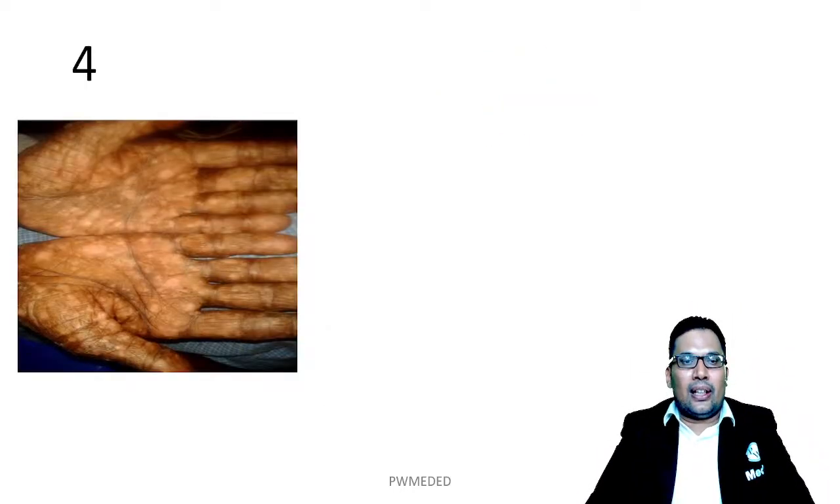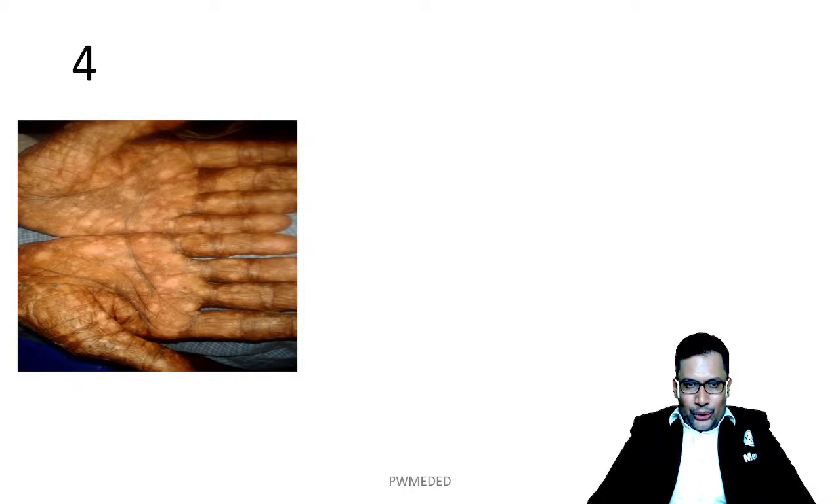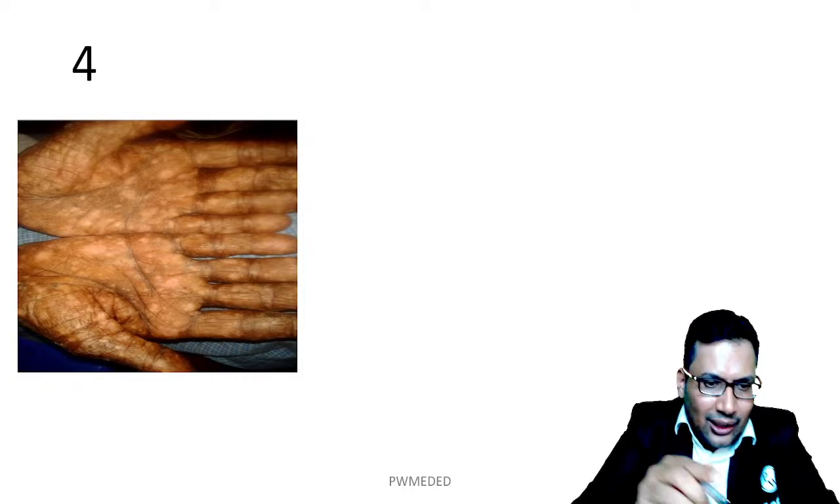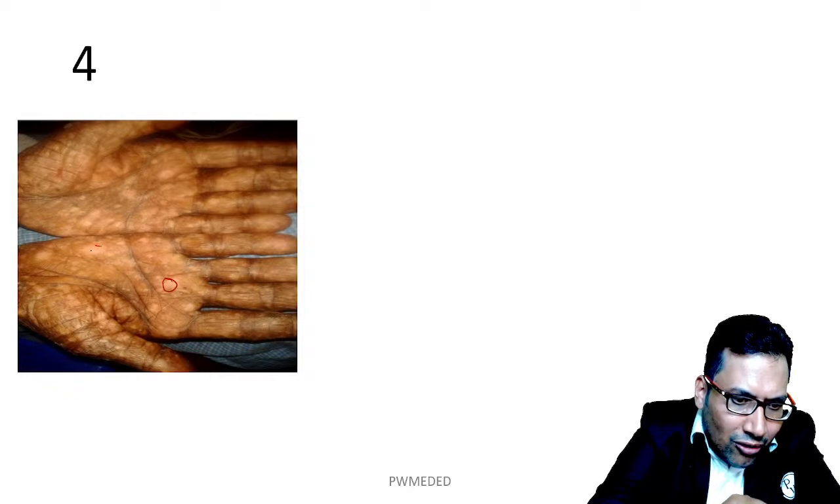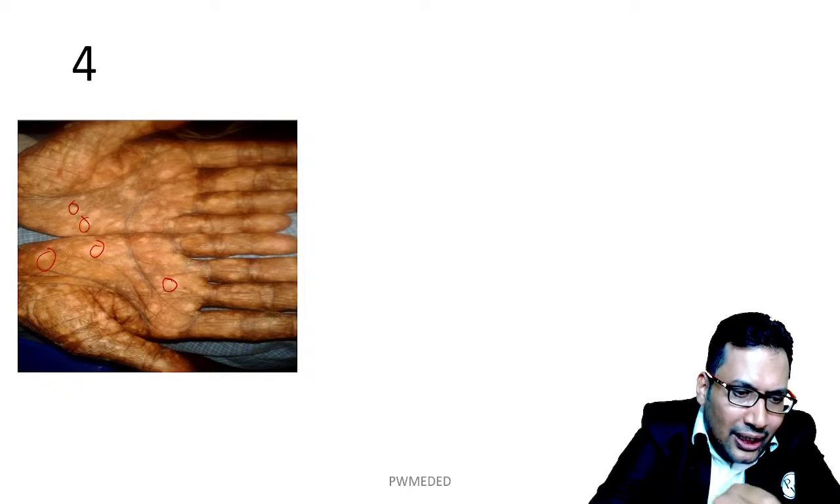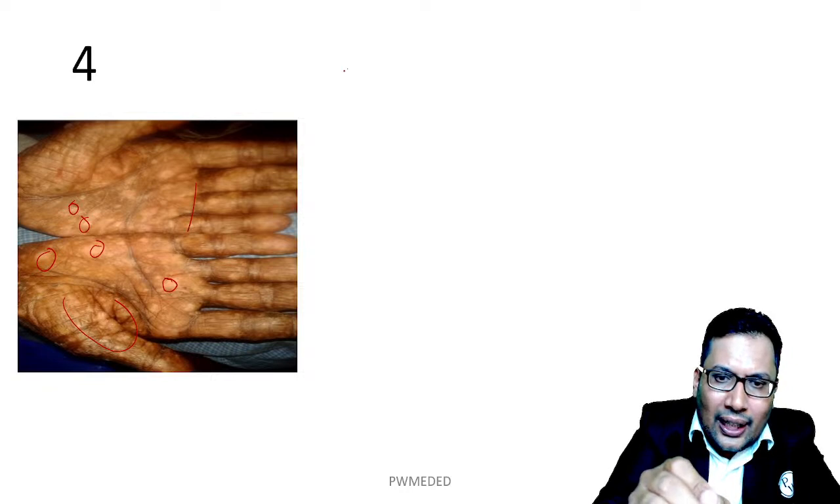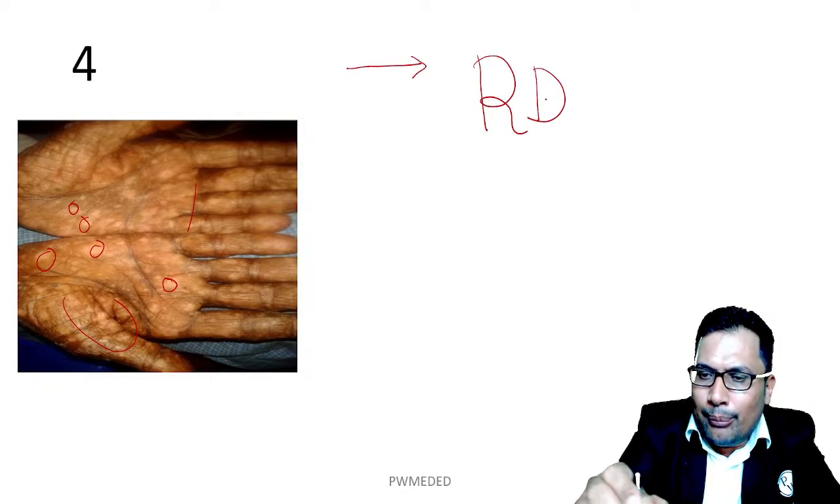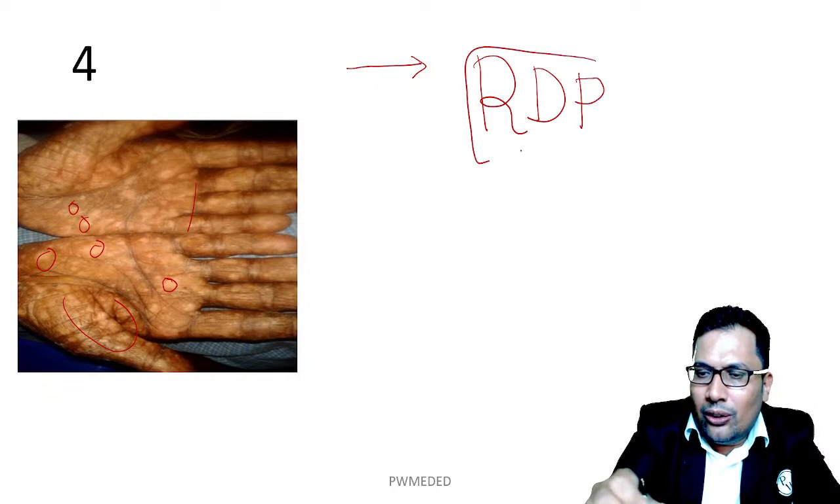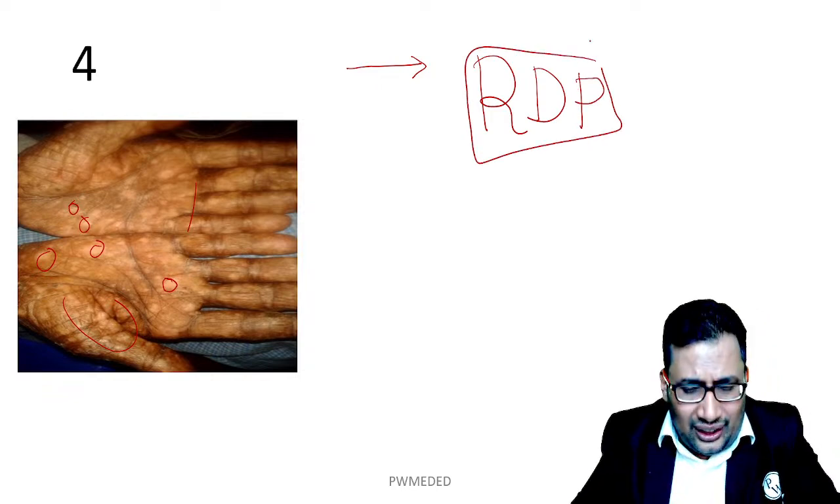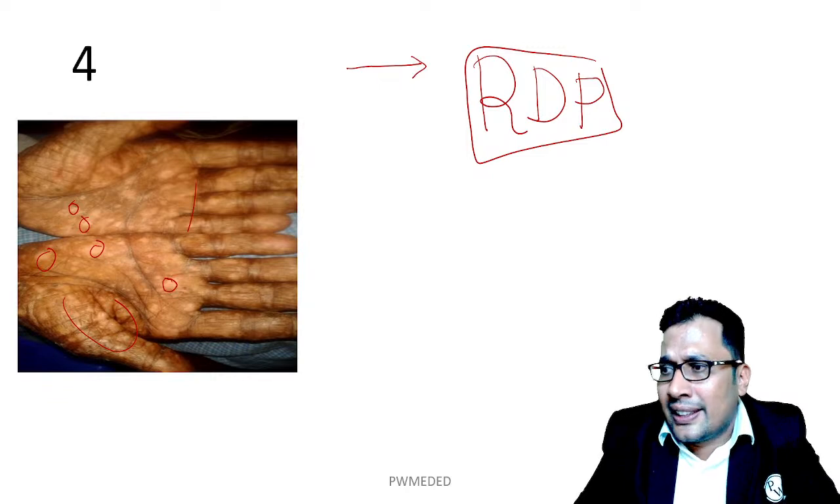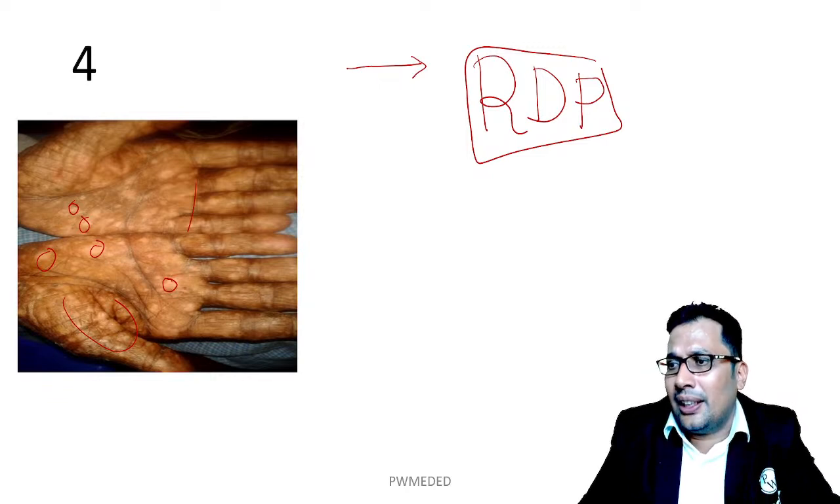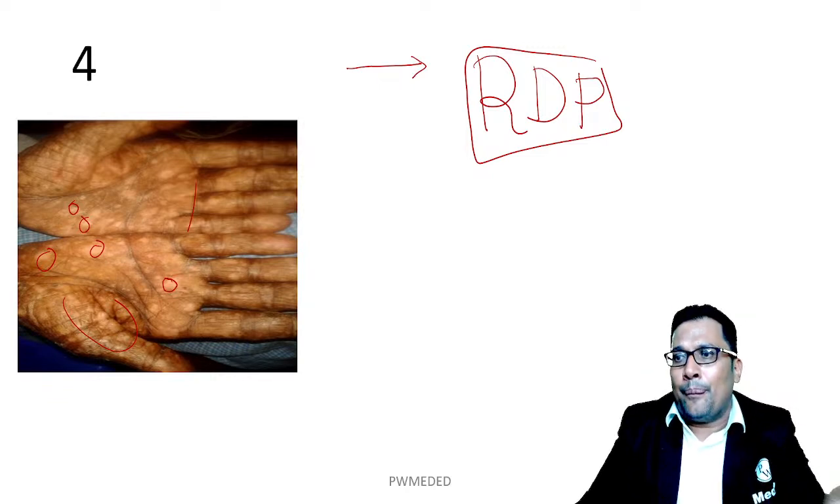Next, look at this fourth question. All of you identify this. You can see the finding here, the white and hyperpigmented areas. So what is this known as? This is known as raindrop pigmentation, one of the very important signs in case of arsenic poison.